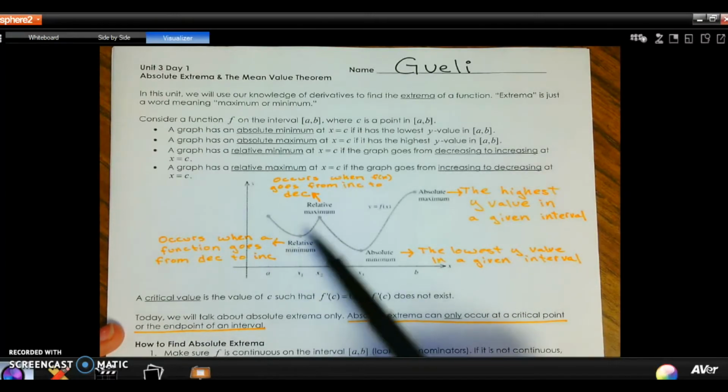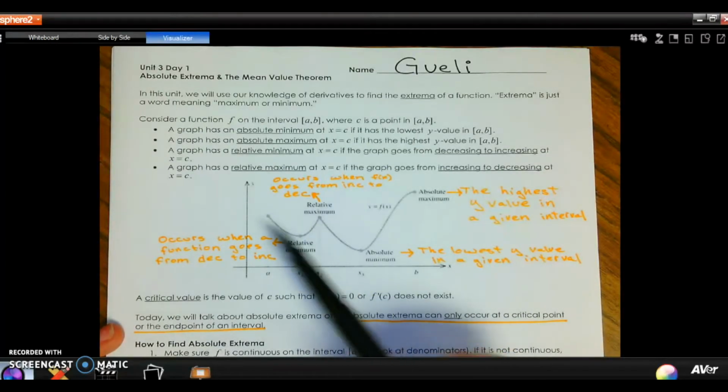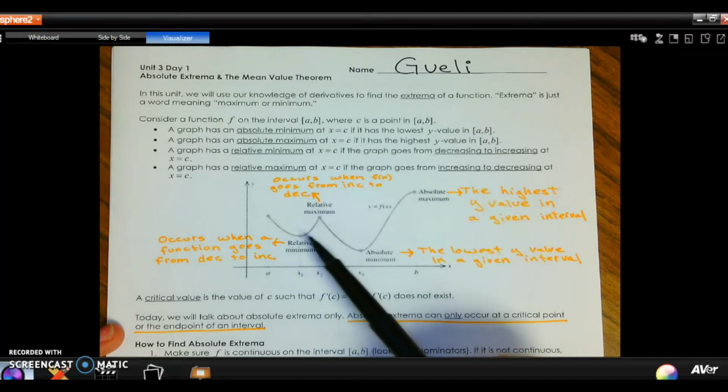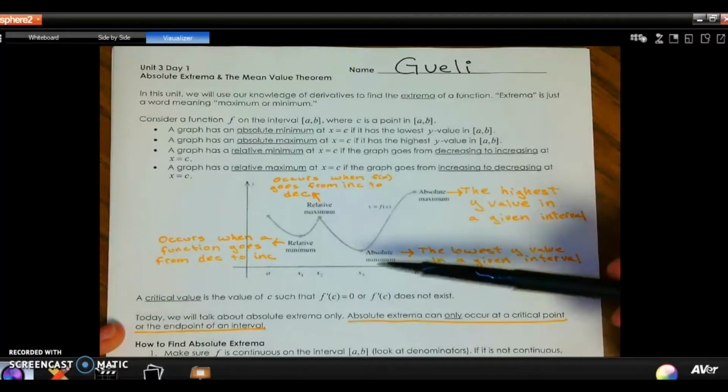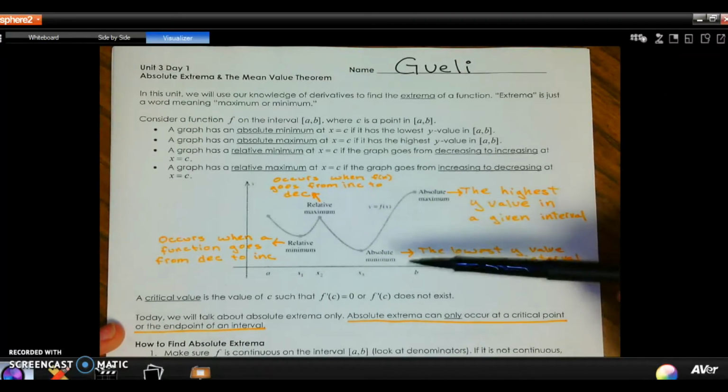So notice that we get relative max or mins whenever the function goes from decreasing to increasing or increasing to decreasing. And we'll talk about those later in the unit. But for this lesson, we're just going to learn how to find the absolute extrema.